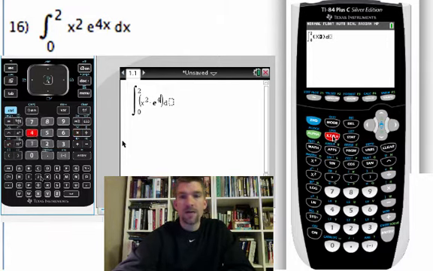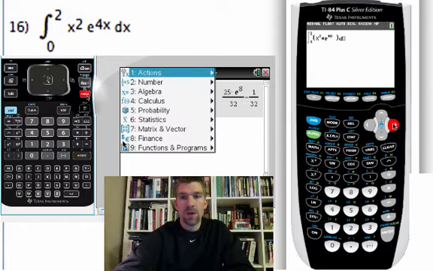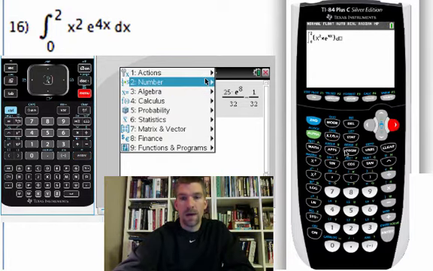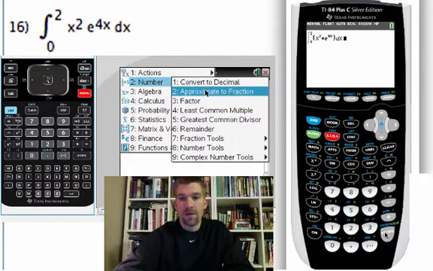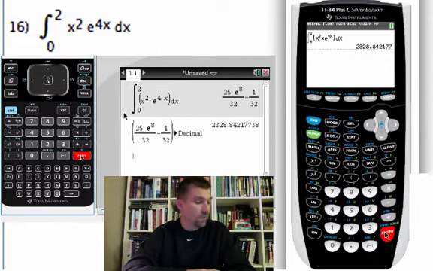On the Inspires and the 84s, you can just happily type away with the template that it gives you. It really is quite nice using those bad boys. It gives you your approximation pretty quickly without a lot of effort. And remember that these are approximations, but they're really, really good ones.